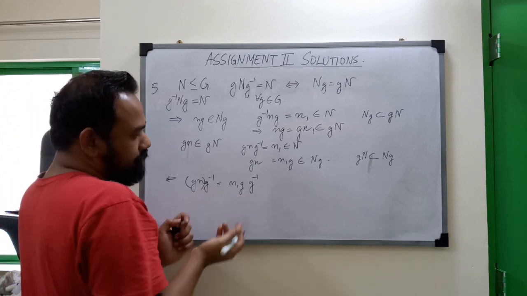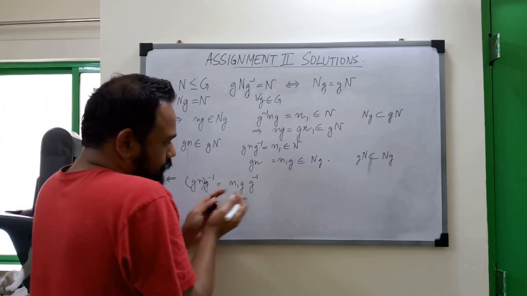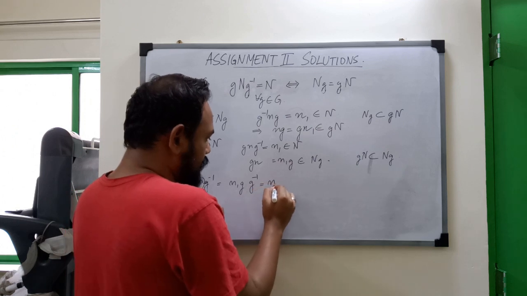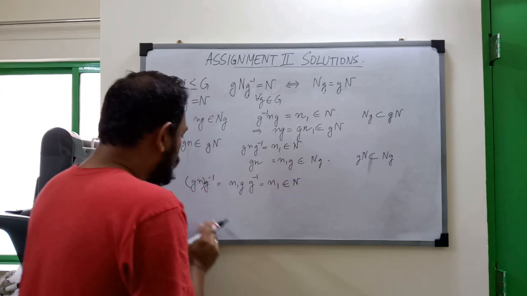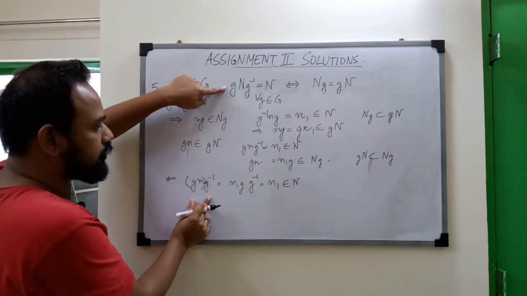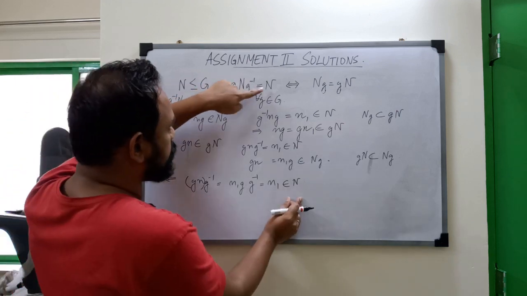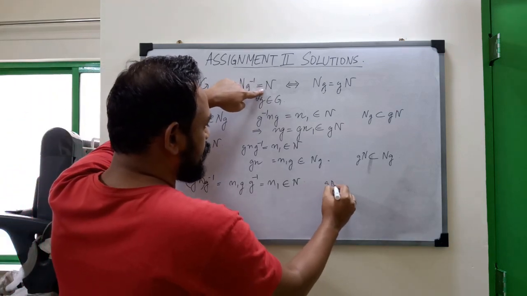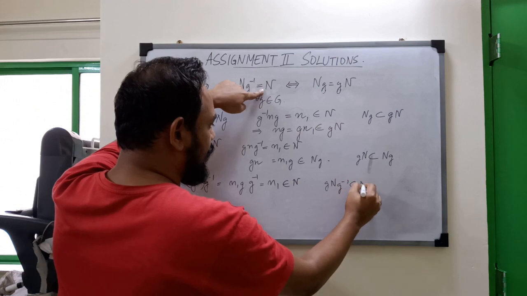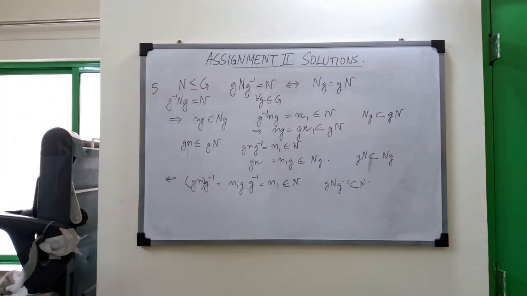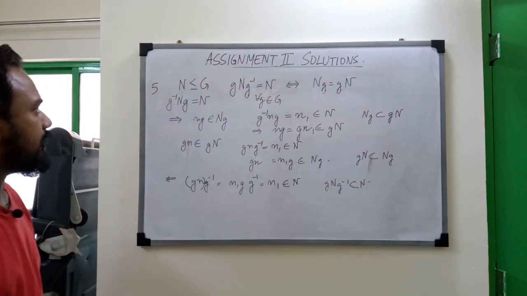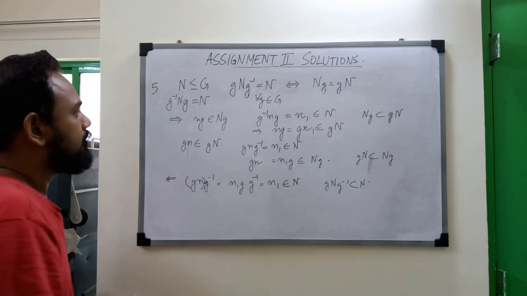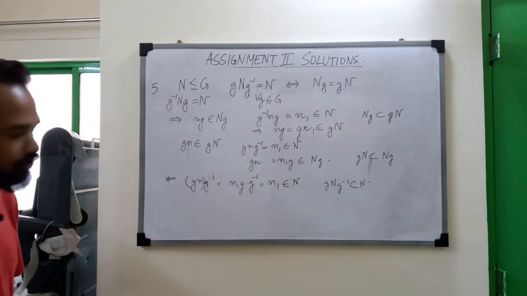So G and G inverse will give you identity, which will act on n1 to give you n1, and that's an element of N. So you started with an element of the conjugate, and you get that to be an element of N. So the conjugate is really a subset of N, and that's enough to show that the other side is also true. Okay, so that finishes problem number 5. Both the necessary and the sufficient conditions are true.